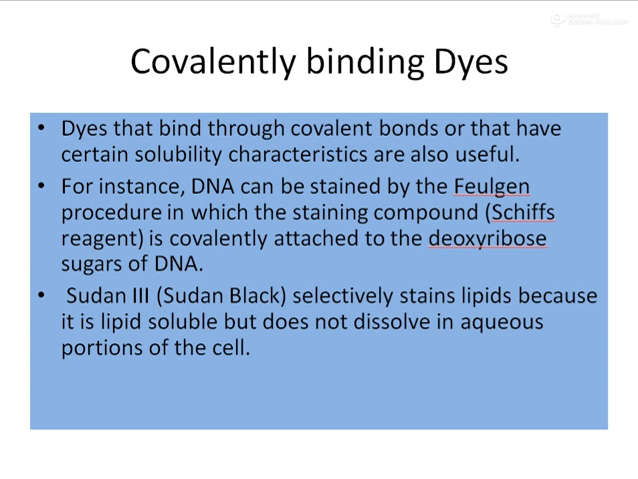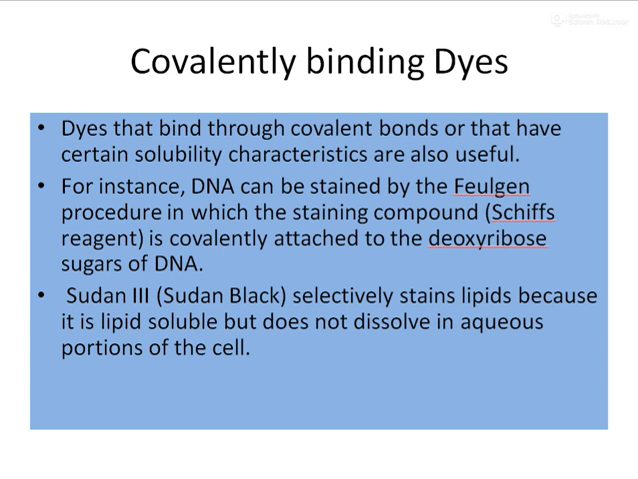And you can see that the staining component of the Schiff's reagent will covalently attach to the deoxyribose sugars of DNA. That is a case in which a stain is having a specialized binding character with one particular component of the particular cell.